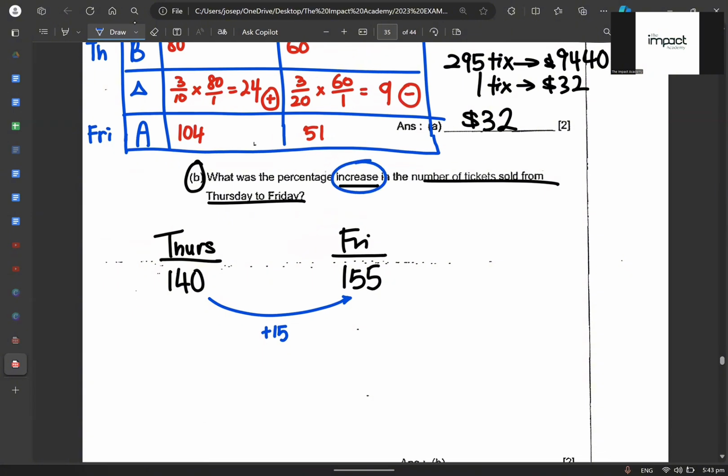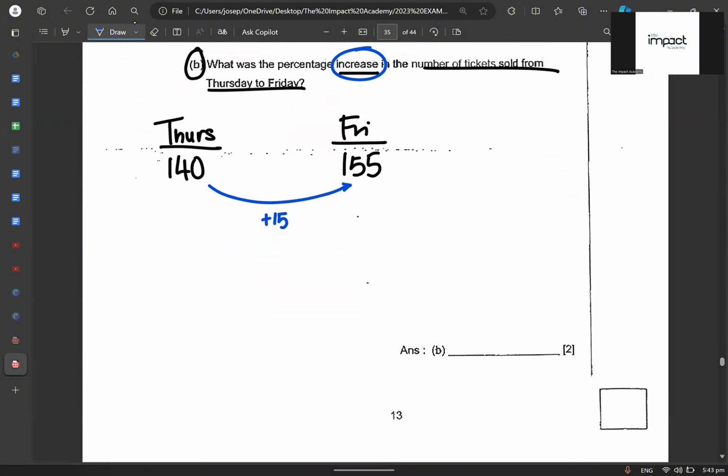How do I find percentage increase? Very good. This is my 100%, right? I want you to write this part. Am I making sense? 100% is 140. I will just stop here and let you write whatever you want to write. You understand? Okay, 100% is 140.